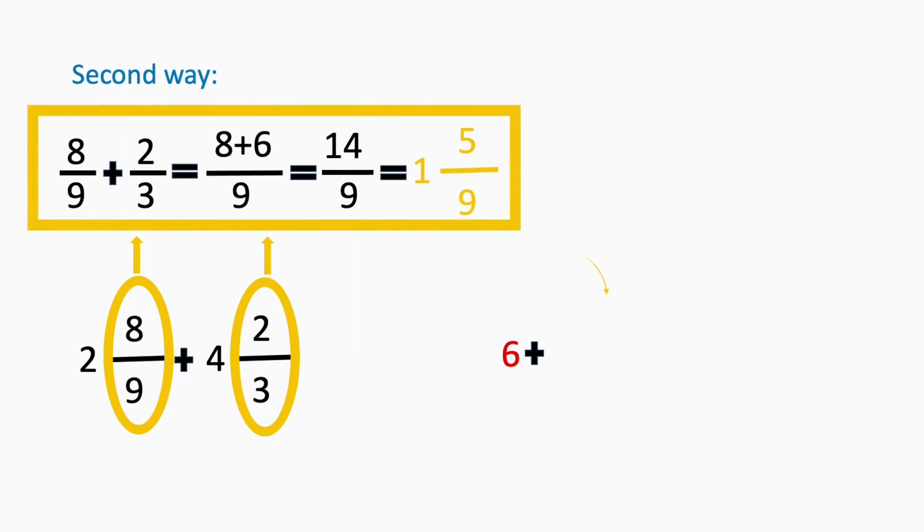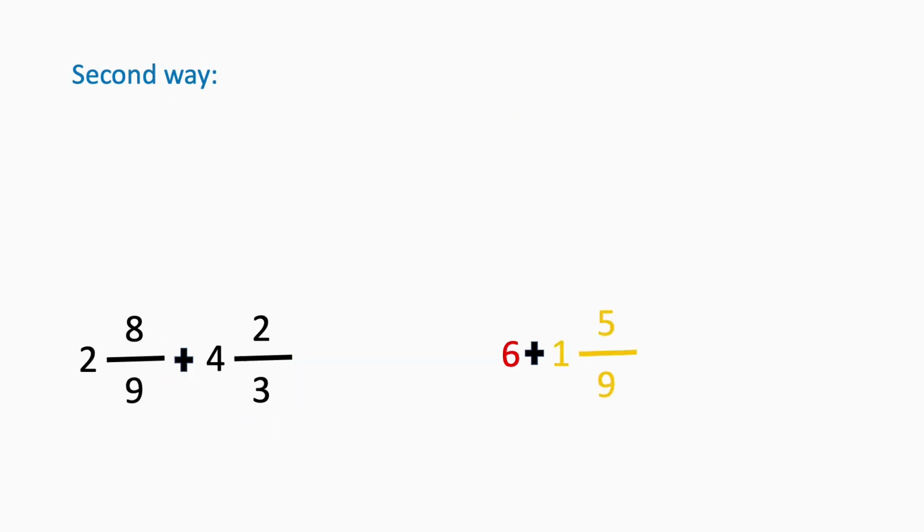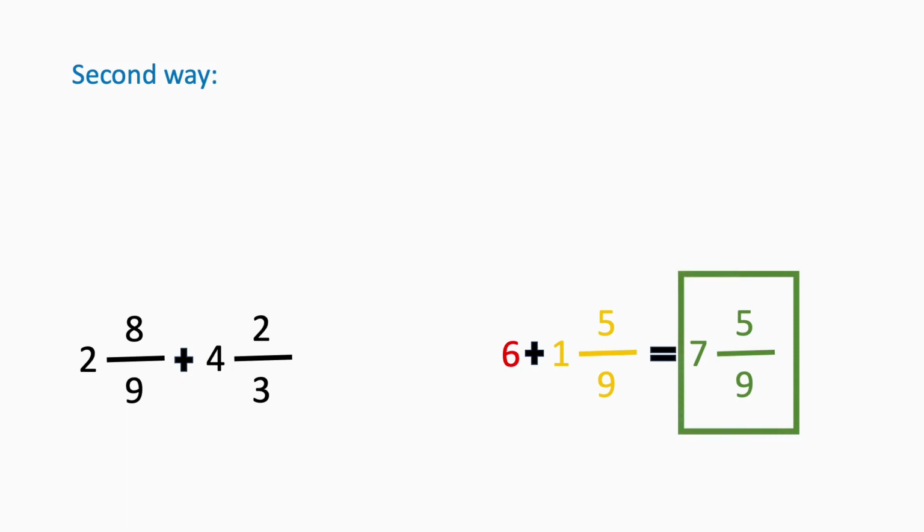Now we can add 1 with the sum of the whole numbers, which was 6. And the result will be 7 and 5 over 9. As you can see, both ways give us the same answer.